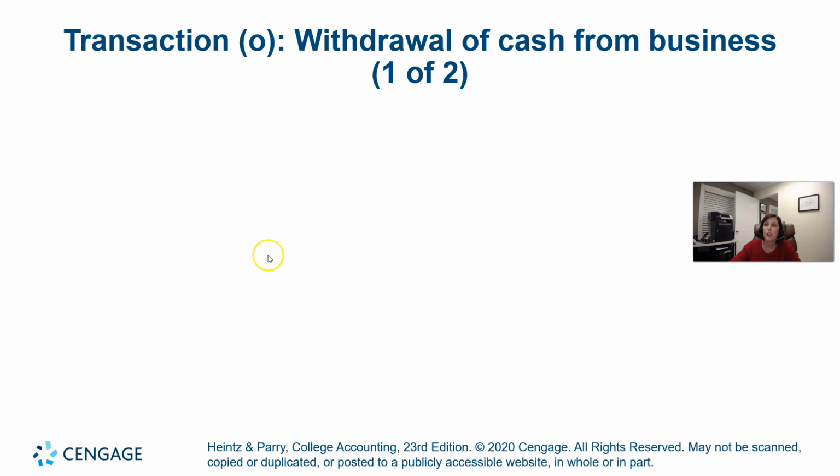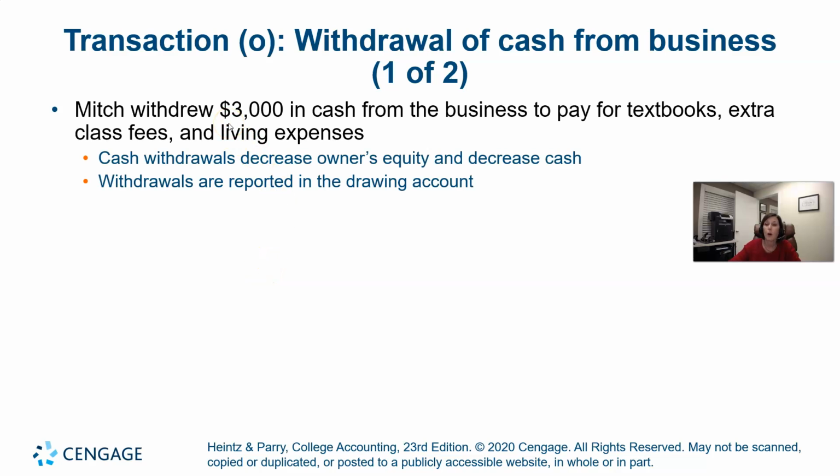So now Mitch has clearly decided he wants some money out of this business. So he's going to take $3,000 out of this business. Well, what is he going to take it in? He's going to take it in cash. So pretty obvious at this point that our cash is going to go down by $3,000 as a result of Mitch taking this money out.